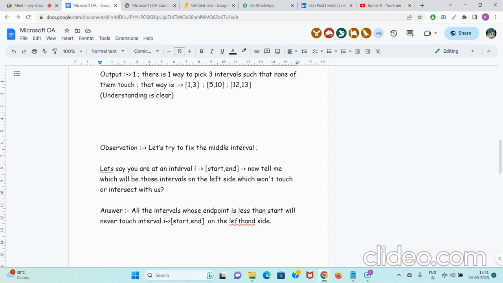Let's say you are at an interval I, start end. Now tell me which will be those intervals on the left side which won't touch or intersect with us. Okay. So all the intervals whose end point is less than start will never touch our interval. Okay. We need to maintain their count.